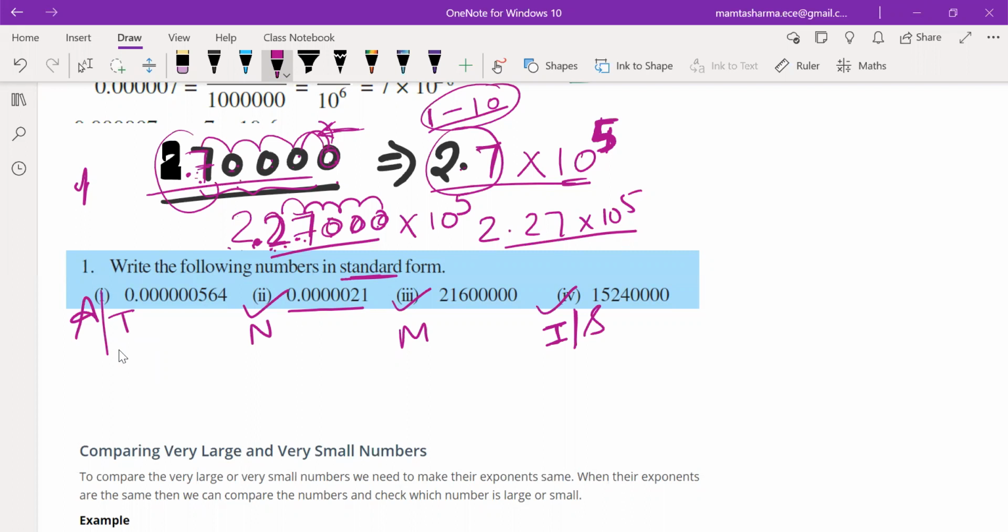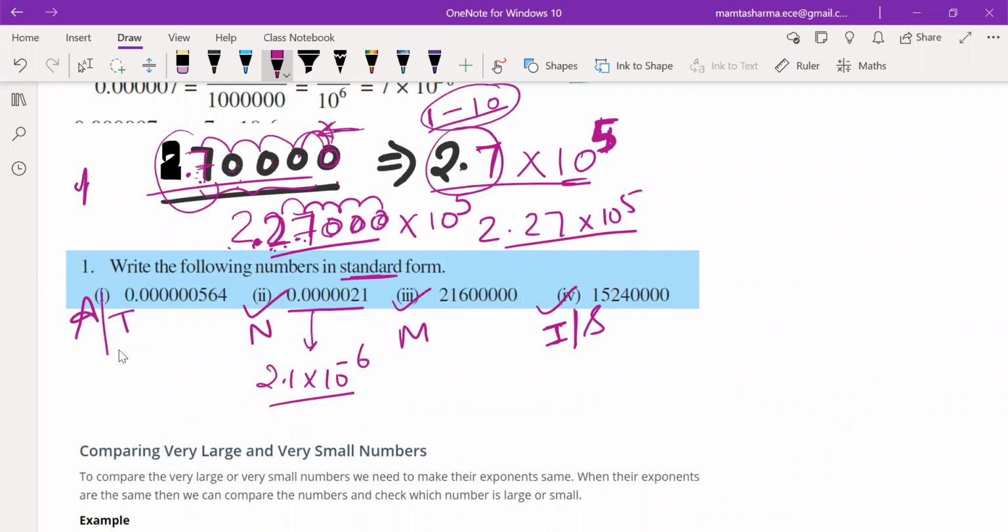Count all the digits as well as 2.1 into 10 to the power 6. I told you that if you are converting a decimal into exponent form, a negative exponent will come. Negative. 2.1 into 10 to the power minus 6. Yes, 2.1 into 10 to the power minus 6. Correct. Next.